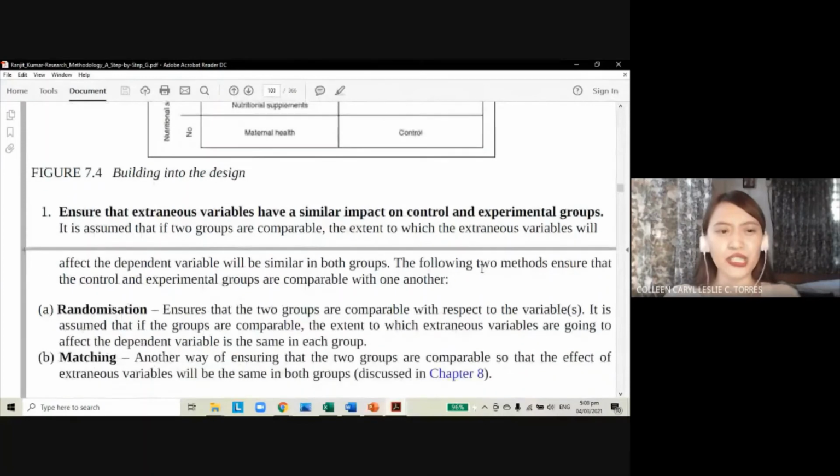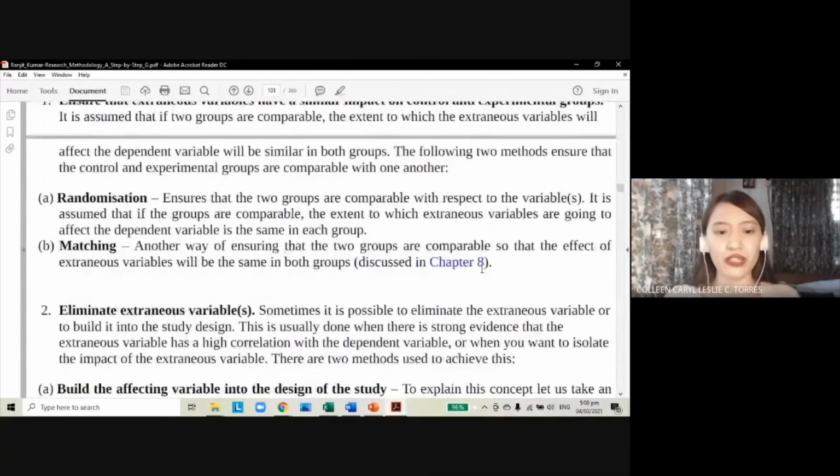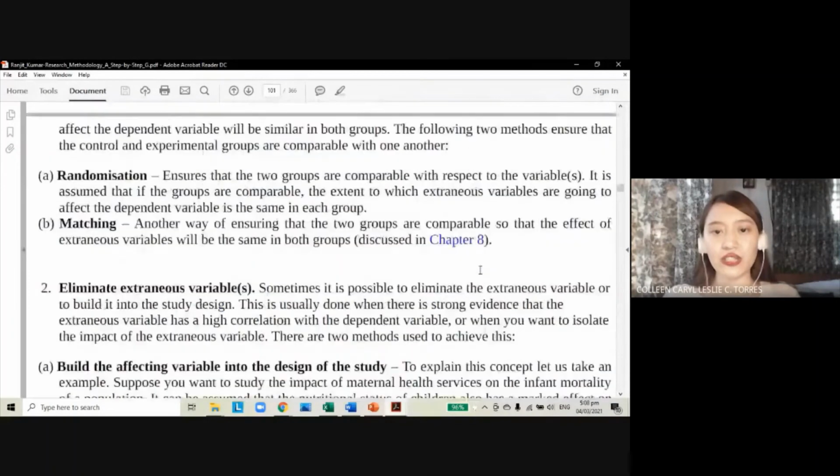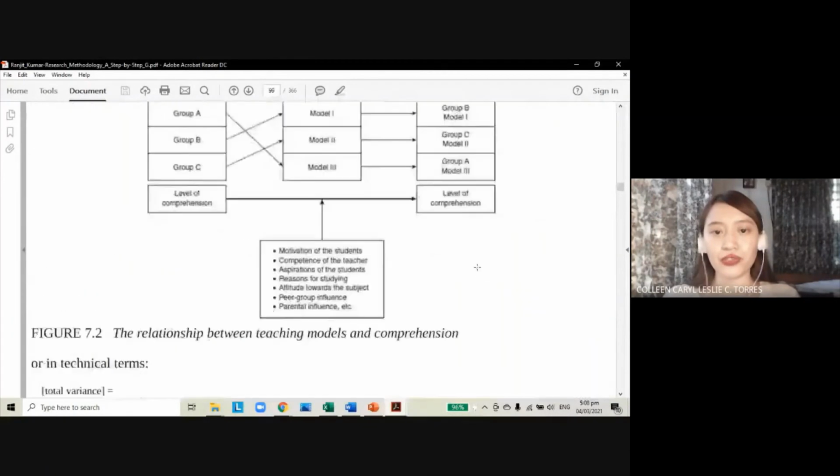So nagstorya namin siya sa control group class. So I'm not sure if mag-control group, or let's just look at the concept of a control group, no.